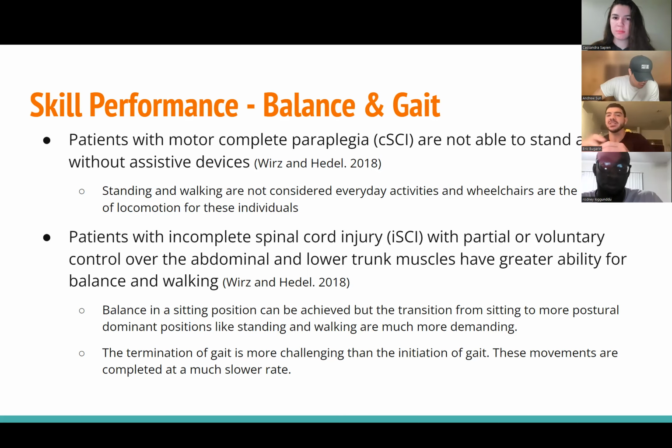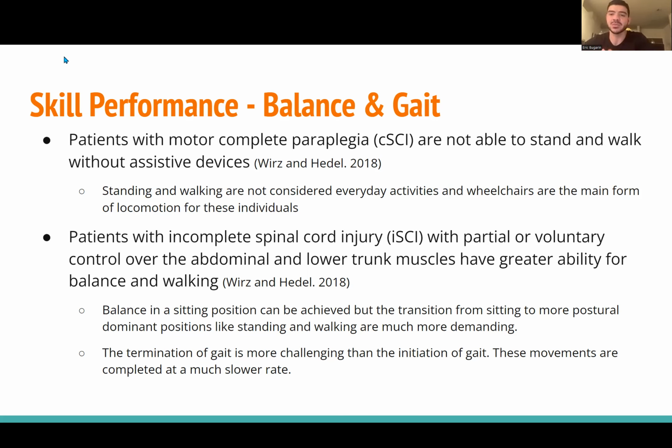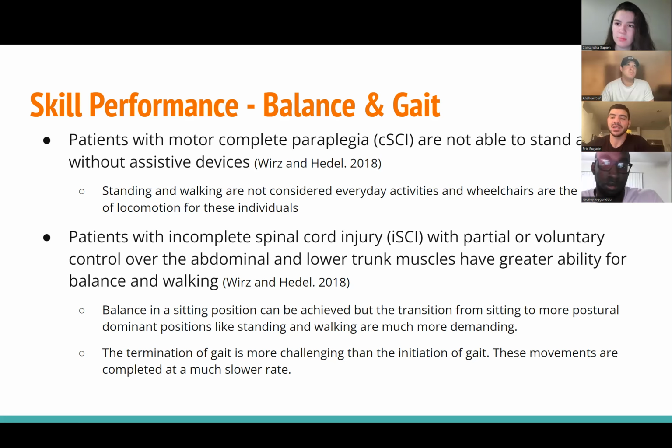So we do see that patients with motor complete paraplegia are not able to stand and walk. Generally, these individuals will be using wheelchairs or other assistive devices. This is compared to patients with incomplete spinal cord injury with partial or voluntary control over the abdominal and lower trunk muscles. These individuals, when it comes to balance, are generally a lot stronger in a sitting position, and it is achievable for them. But the transition from sitting to more postural dominant positions like standing and walking is much more demanding.